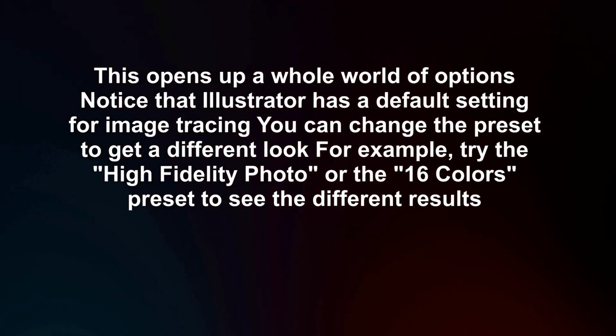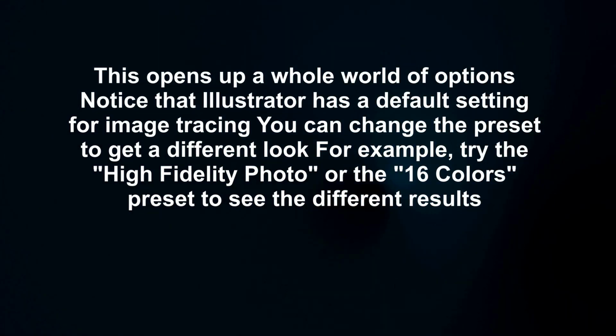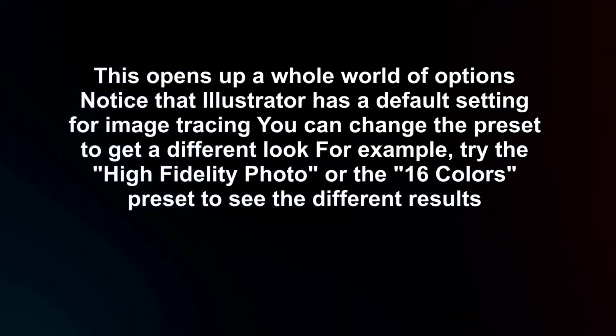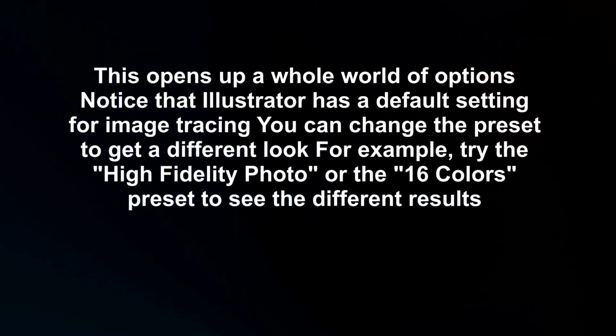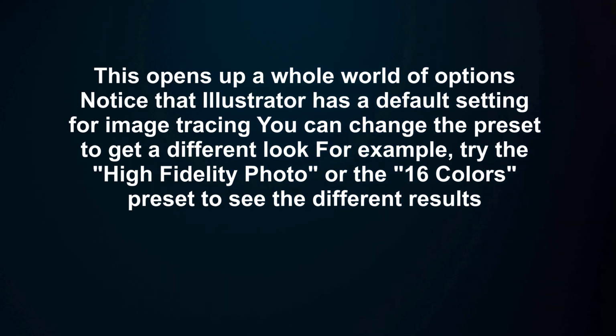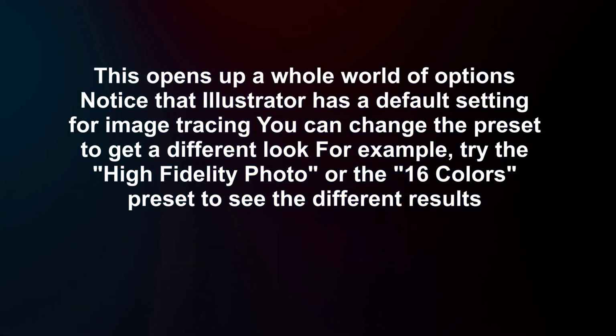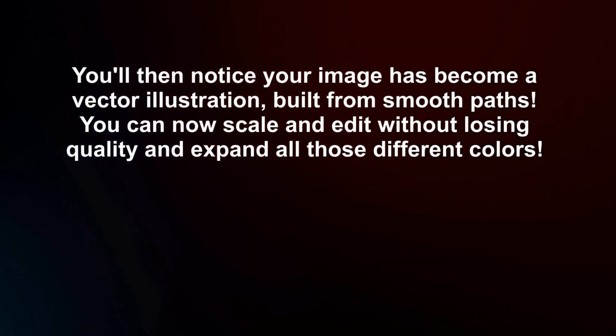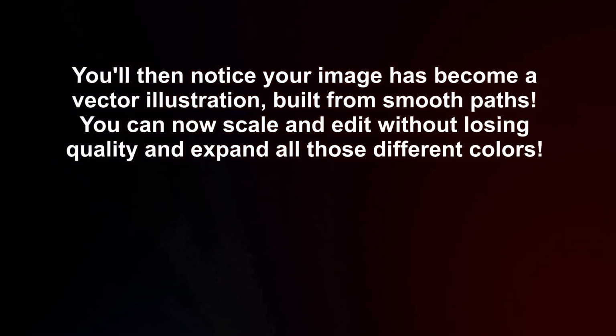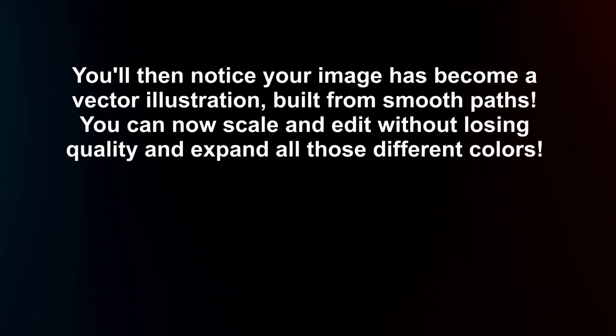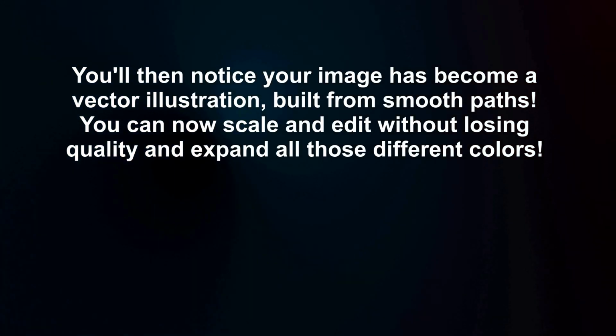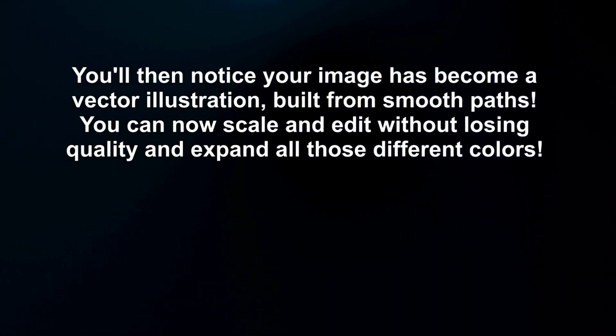This opens up a whole world of options. Notice that Illustrator has a default setting for image tracing. You can change the preset to get a different look. For example, try the High Fidelity Photo or the 16 Colors preset to see the different results. You'll then notice your image has become a vector illustration, built from smooth paths. You can now scale and edit without losing quality and expand all those different colors.